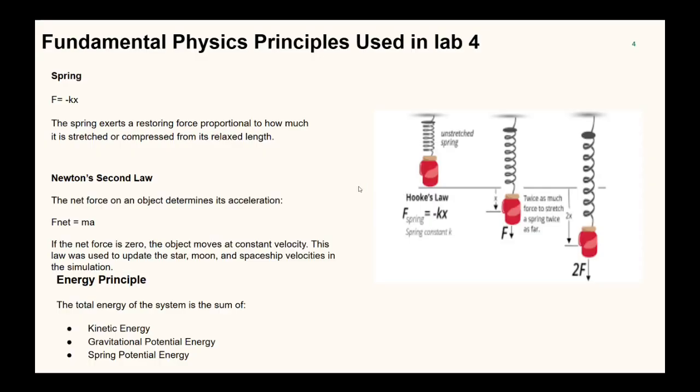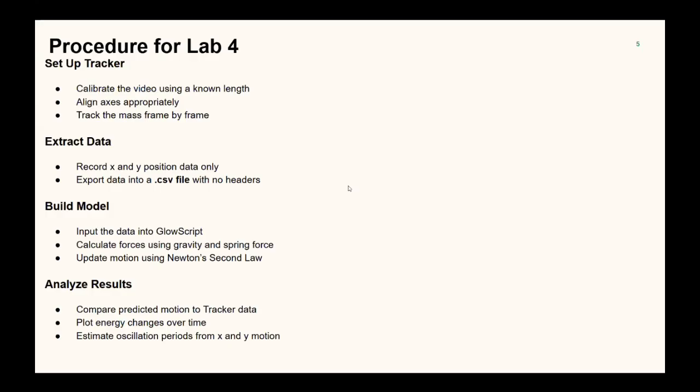Procedure for Lab 4. We had to set up Tracker, calibrate the video using a known length, align axes appropriately, track the mass frame by frame, extract data, record X and Y position data only, and export data into a .csv file with no headers. Build the model: input the data into GlowScript, calculate forces using gravity and spring force, update motion using Newton's second law. And then we had to analyze the result.